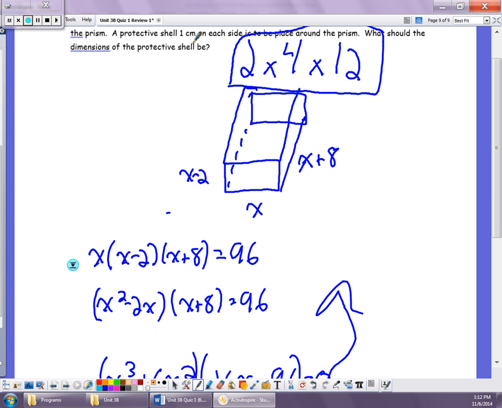And then it tells me that they're adding a 1 centimeter shell on each side. And I have to be careful here because they're adding the shell both to this side and this side. So I'm going to have to add 2 centimeters to each of my dimensions. So really all that's going to do is make it 4 by 6 by 14.